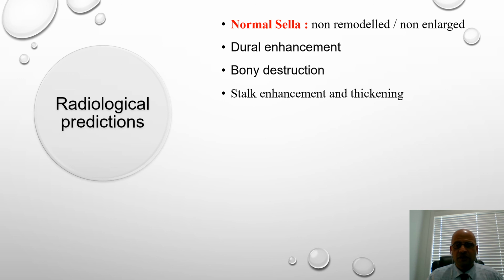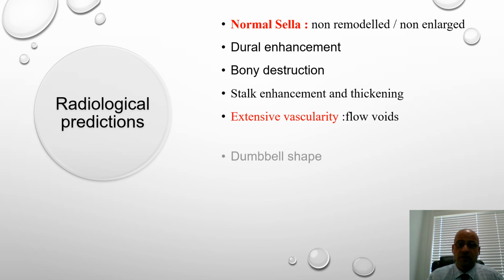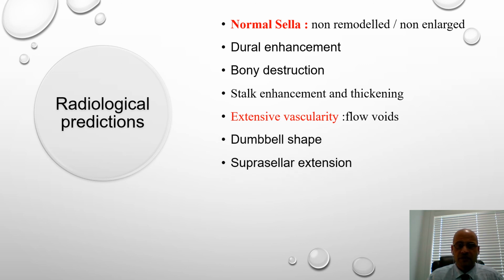Stalk enhancement and thickening, of course, in the majority of cases. Flow voids, and that explains the tenacious bleed if they go to surgery. They do have a lot of fragile vascular supply to the tumor. Dumbbell shaped sign, and again, because of the rapidly growing tumor, and for the same reason they often present with suprasellar extension and cavernous sinus invasion, as we saw with our cases.